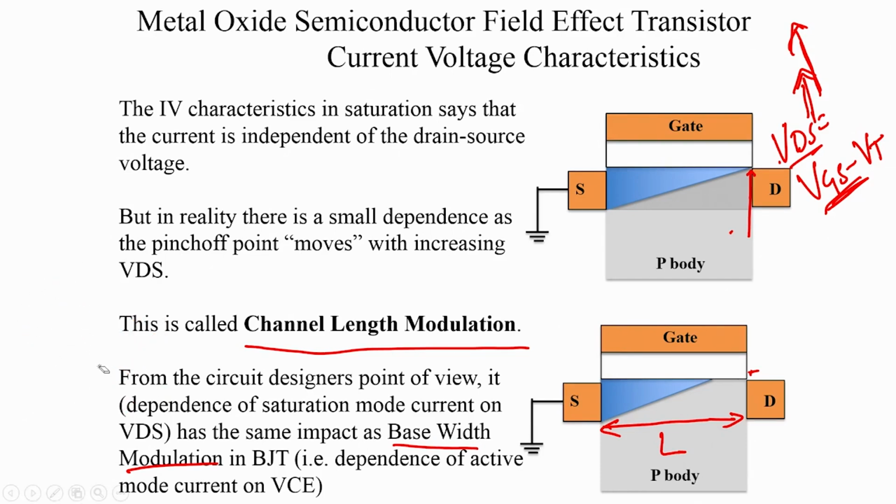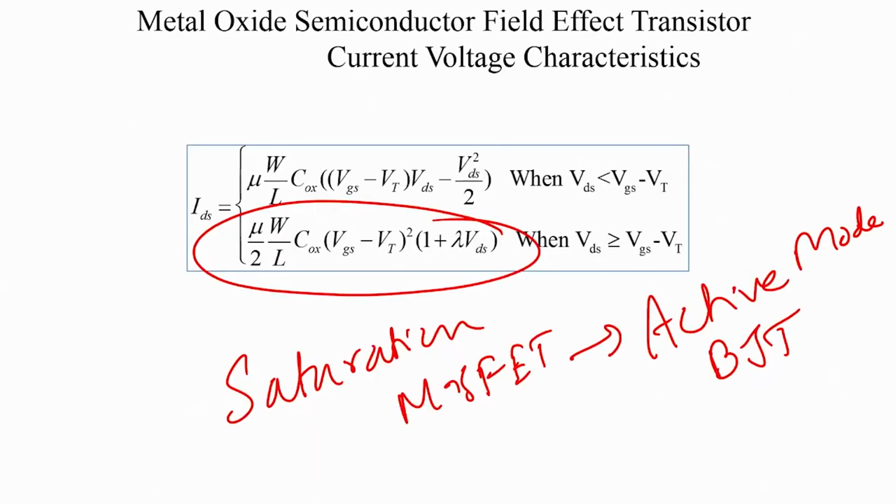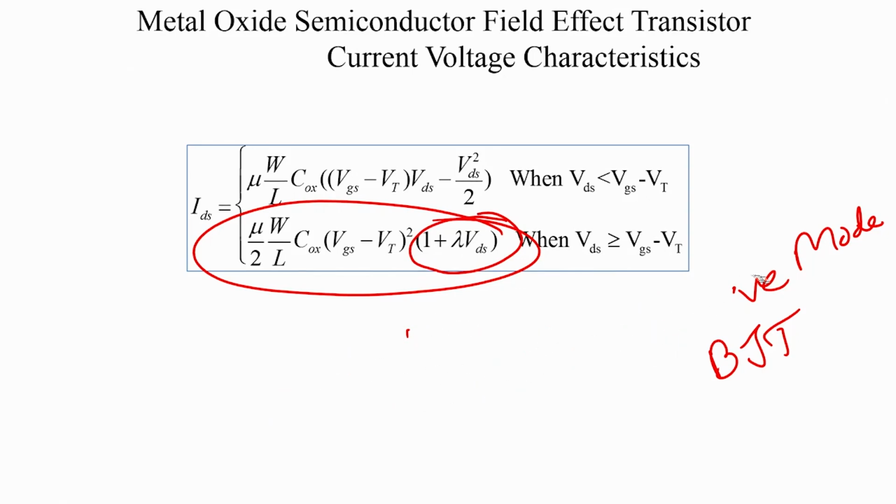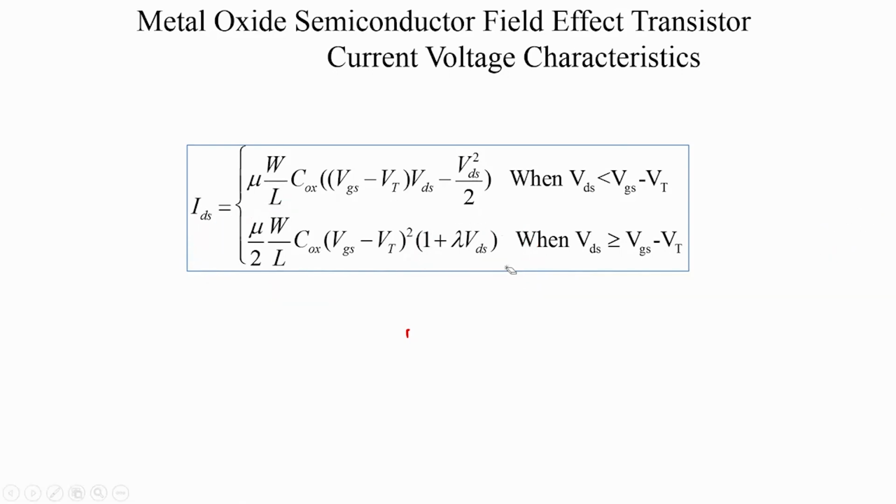The physics is completely different, but from the point of view of a circuit designer, these two have the same impact. They determine the output impedance of your transistor, BJT or MOSFET. So, the channel length modulation makes the VDS influence the drain current, not by too much, by a little, but it is important enough that it impacts the design of your amplifiers.